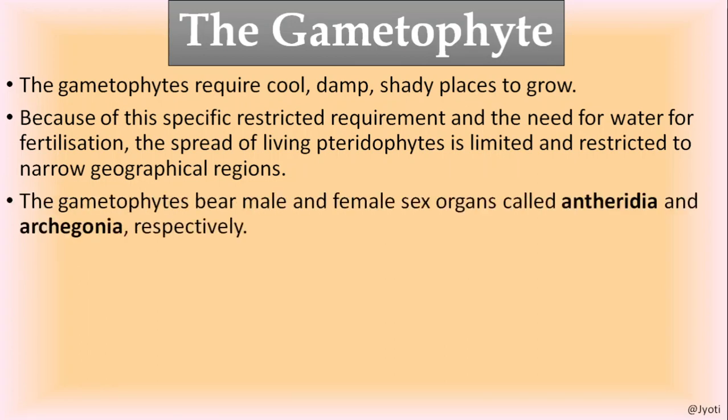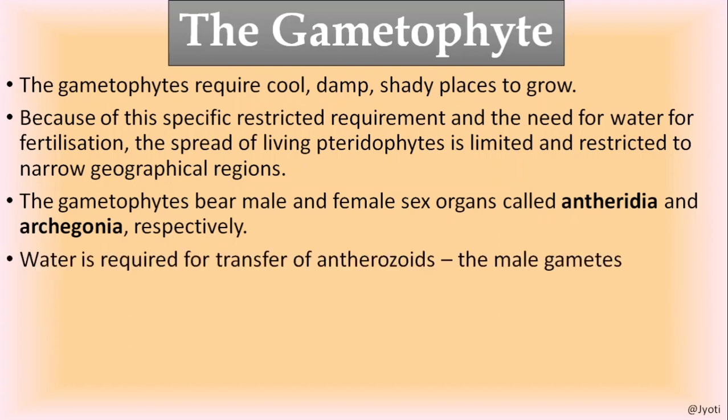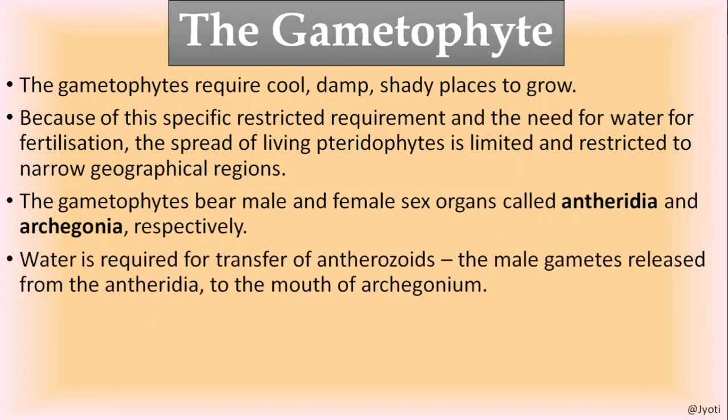The gametophytes bear male and female sex organs called antheridia and archegonia. The gametophyte is that prothallus, the leaf-like flattened structure, which can form the gametes. That's why it is called gametophyte. The male structure is called antheridia and the female structure is called archegonia.